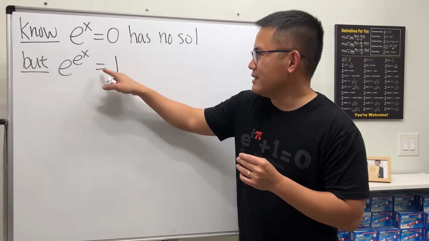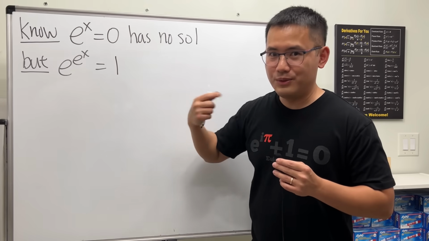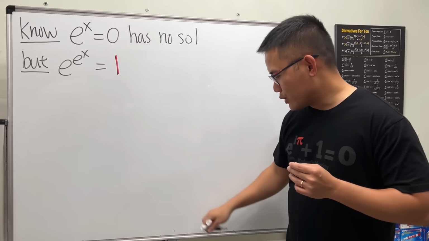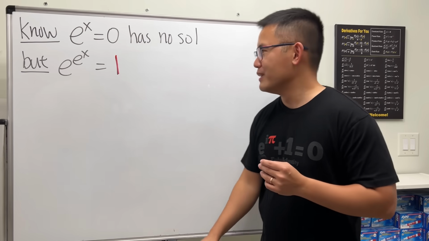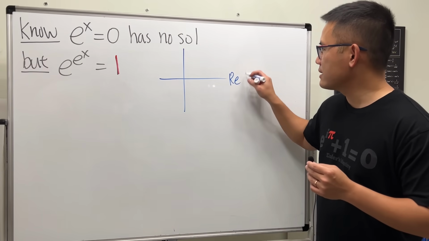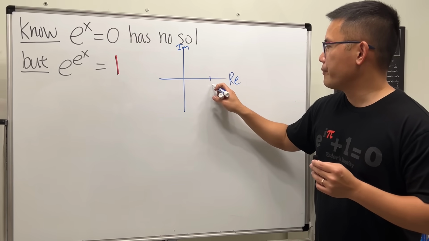e to the x is equal to 1. The idea is that if you don't have 0 right here, you have more things to work with. You have this 1 to work with. How do we work with 1? Let's go to the complex world. So have a look. This is the complex plane. This is the real axis and this is the imaginary axis. 1 is somewhere right here.